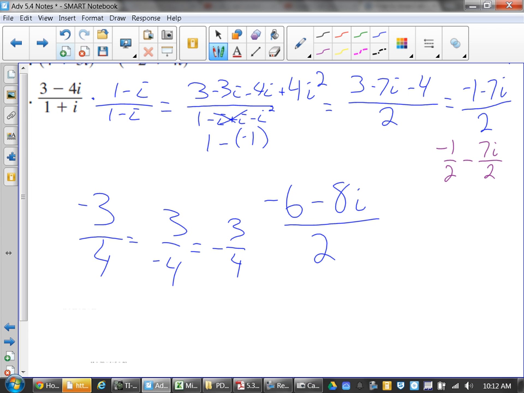Tomorrow we'll complete the square. Half of b and add to the other side. Square it.